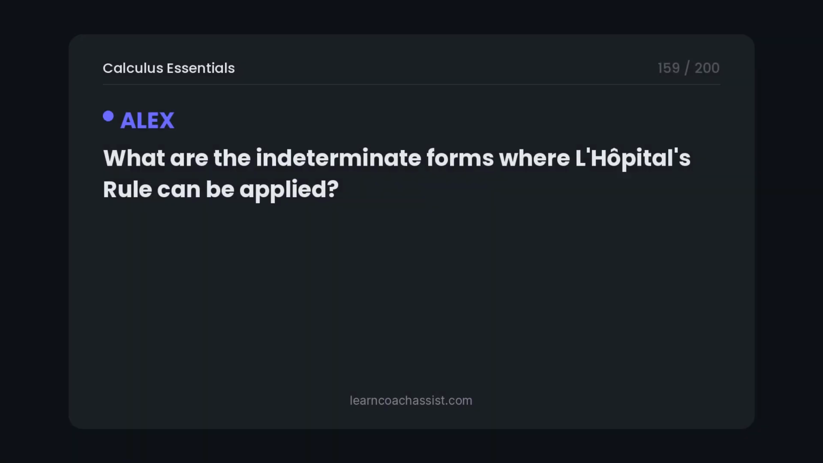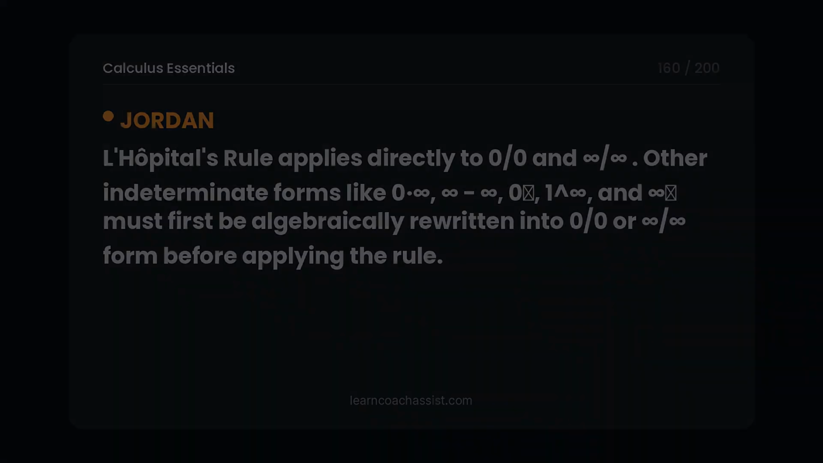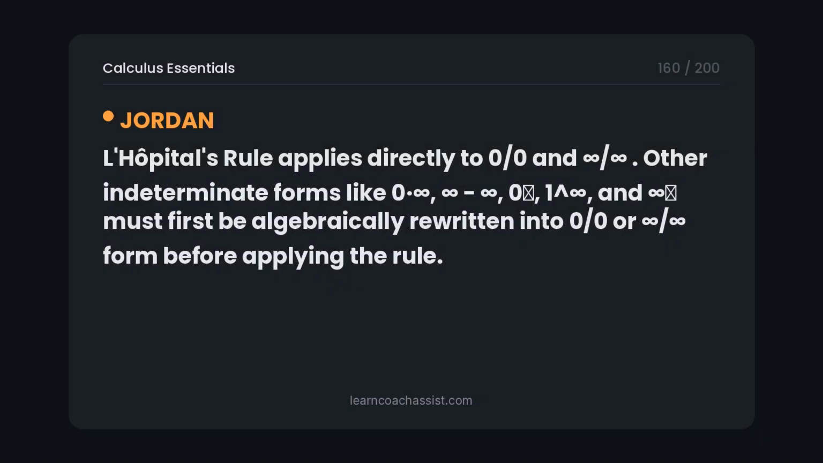What are the indeterminate forms where L'Hopital's rule can be applied? L'Hopital's rule applies directly to 0/0 and ∞/∞. Other indeterminate forms like 0·∞, ∞ − ∞, 0⁰, 1^∞, and ∞⁰ must first be algebraically rewritten into 0/0 or ∞/∞ form before applying the rule.